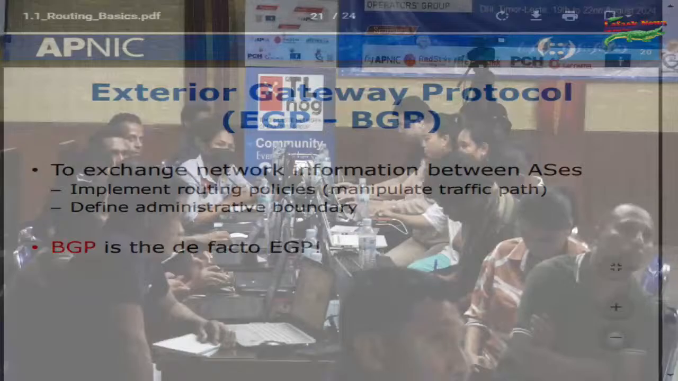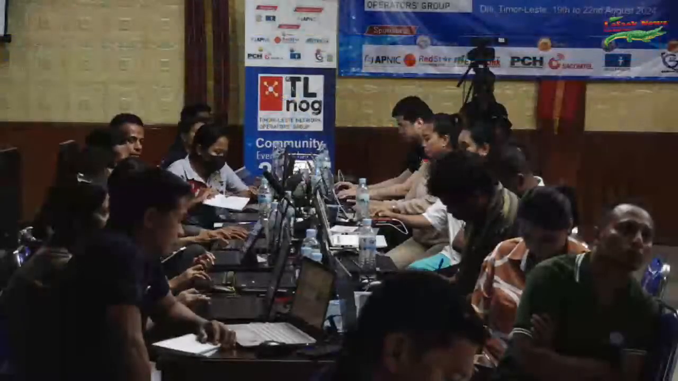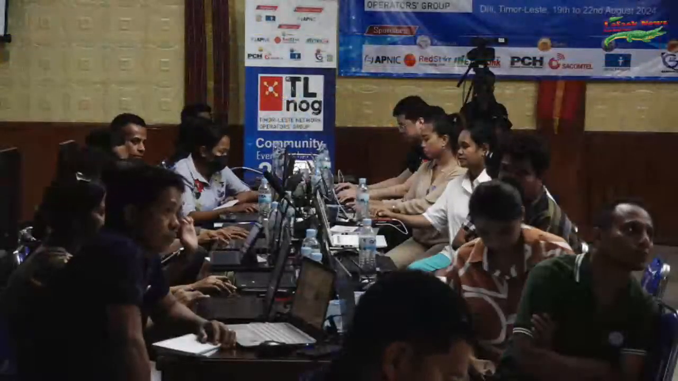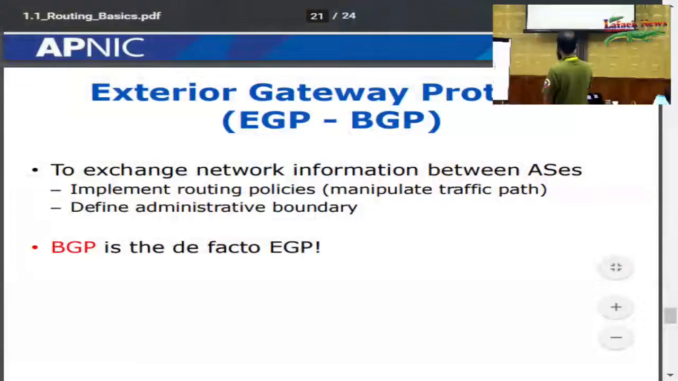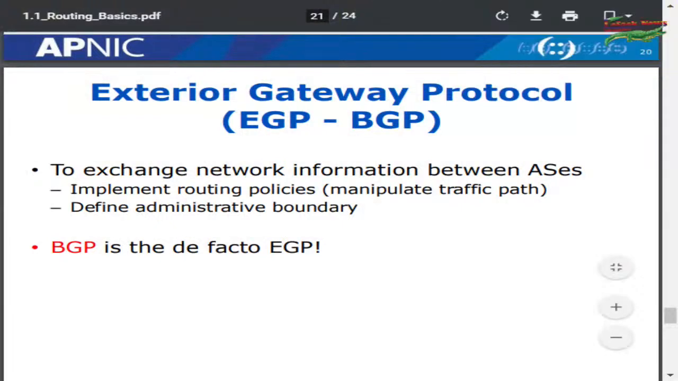Here is a high level topology of the network setup. Let's say this is your company, your organization, your ISP. You have, let's say, 3 routers. This router is connected to different networks. So this router knows some network, this router knows some network, this router knows some network.